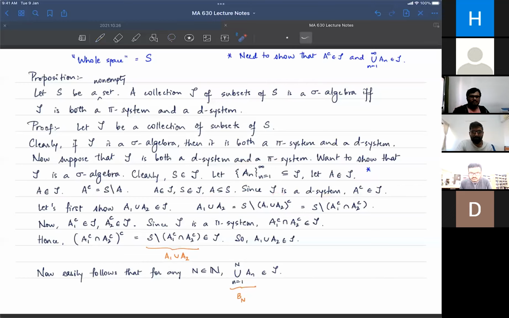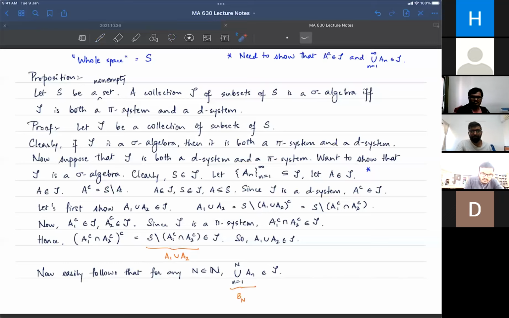Any questions so far? So for the sigma algebra part, we're done with showing that it is closed under complements. Now we have to show that it's closed under countable unions. What we'll do is first show that it's closed under a union of two sets. Then, because it's closed under a union of two sets, we'll show it's closed under any finite union. And then we will show that if it's closed under any finite union, then it must be closed under a countable union.